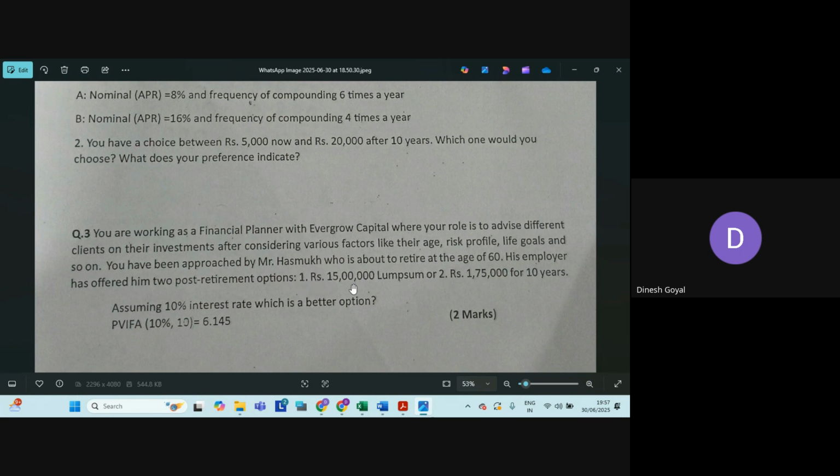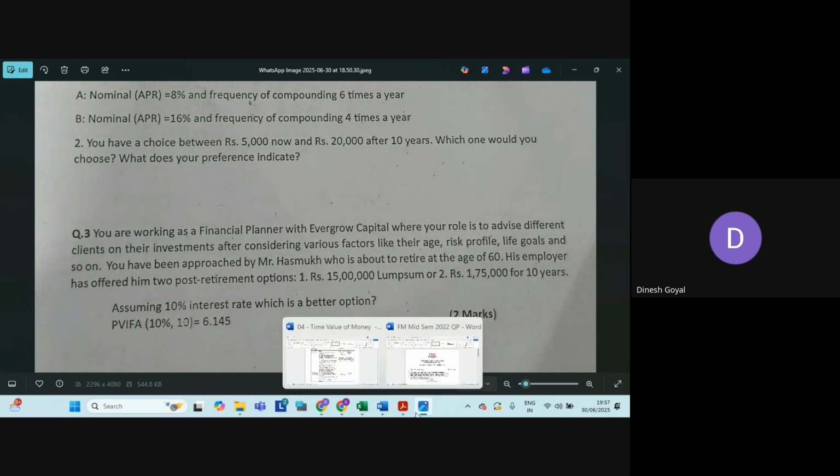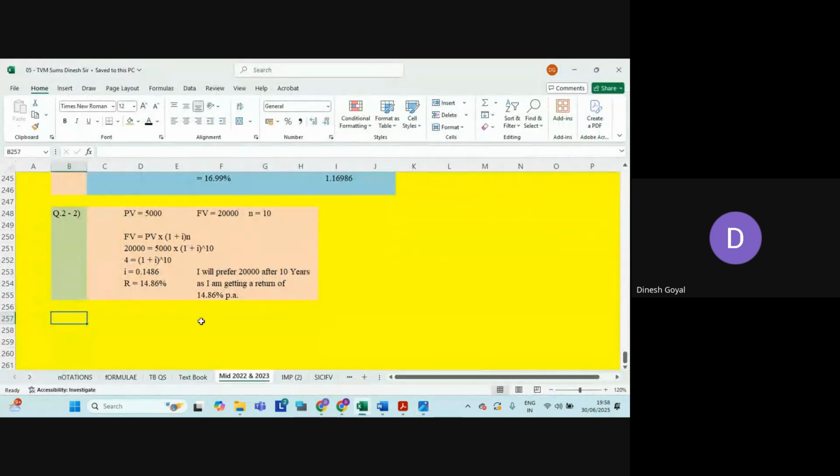So here 15 lakh is lump sum. You are getting 2 options, either 15 lakh lump sum or 1 lakh 75 for 10 years, right? Rate of interest is given, 10%. So which is the better option? Same type of question, which is the better option, right?